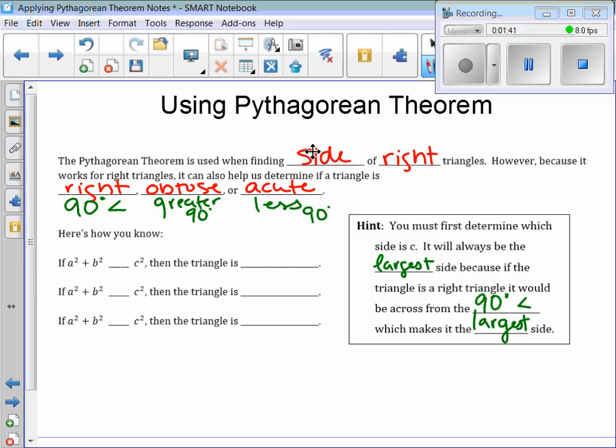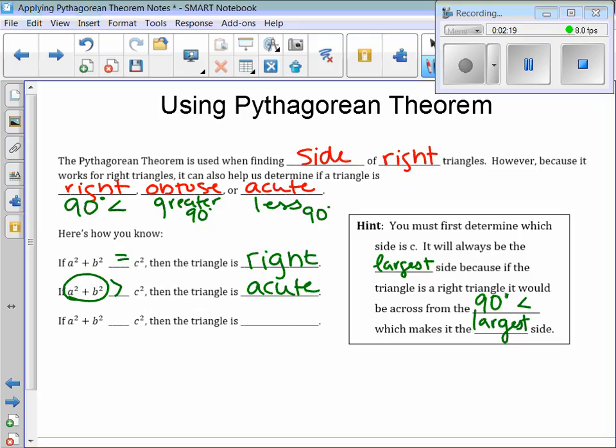So here's how we know what type of triangle we have. If a squared plus b squared equals c squared, then the triangle is right. If a squared plus b squared is greater than c squared, then the triangle is acute. So that's looking at the sum of your two legs. You're saying those two sides squared, add them together, that's larger than your hypotenuse. So that means your value has to be small. It's acute. It's less than 90.